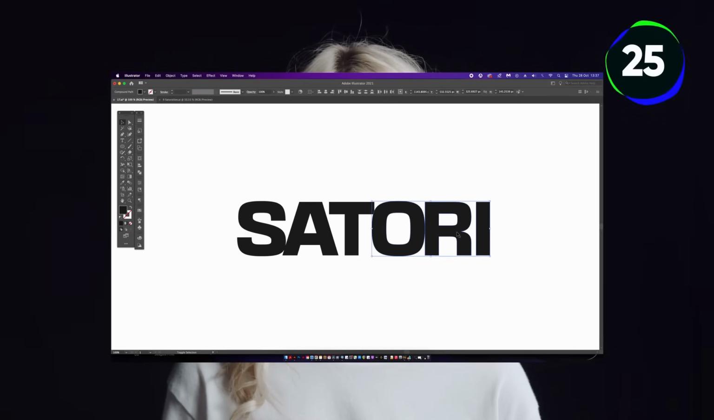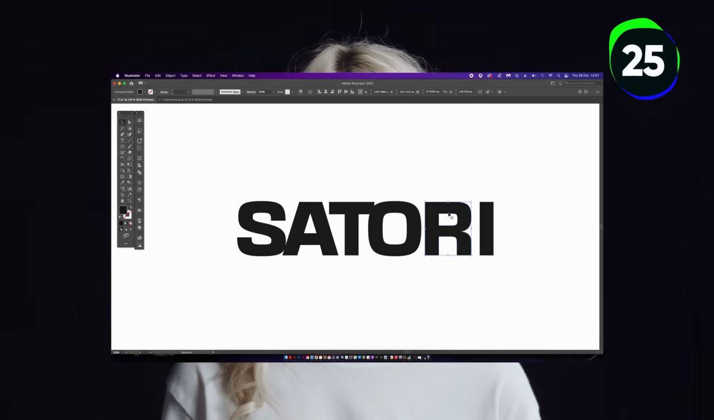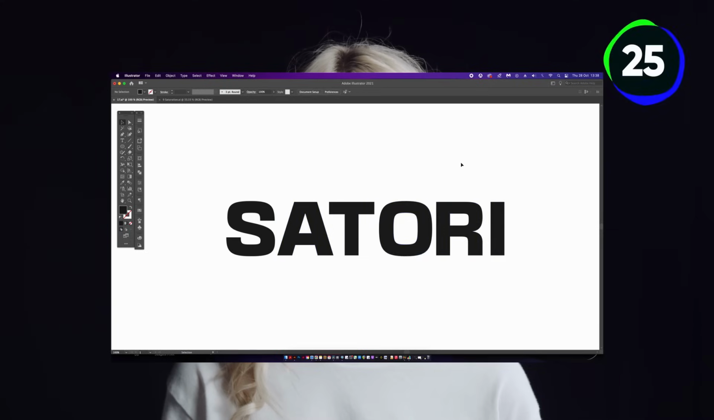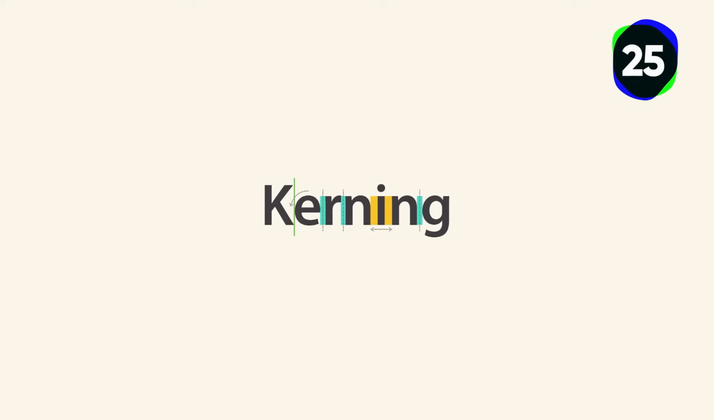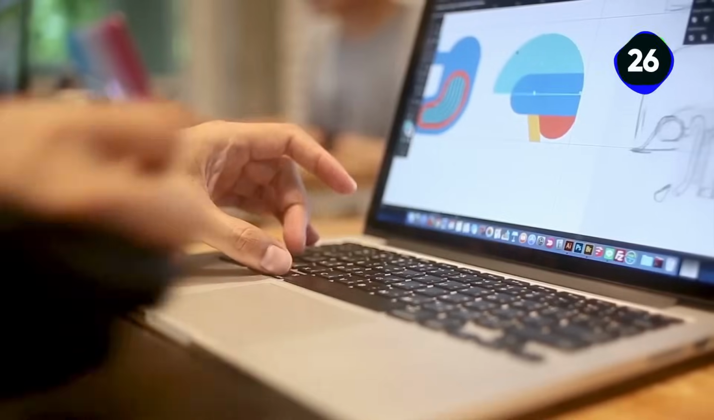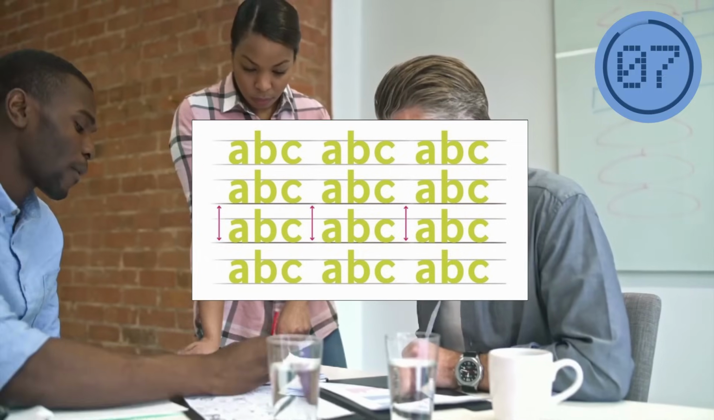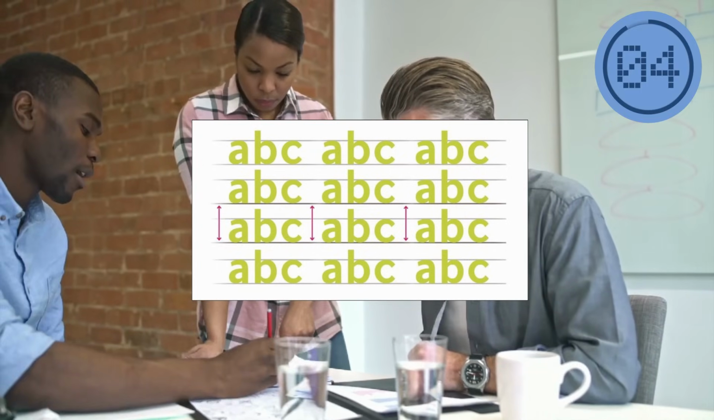So what is the name of the action where you adjust the space between characters manually? This is something hugely important in logo design, and it's called kerning. But what about the space between each line of text that we can adjust easily in our design programs? What is that called? This is of course leading.